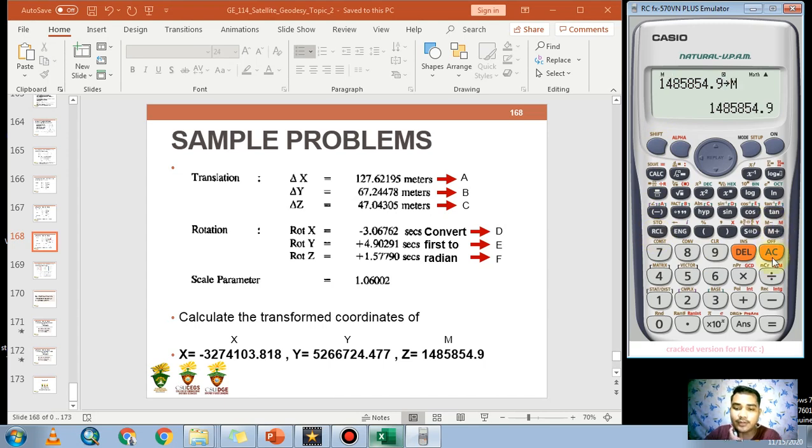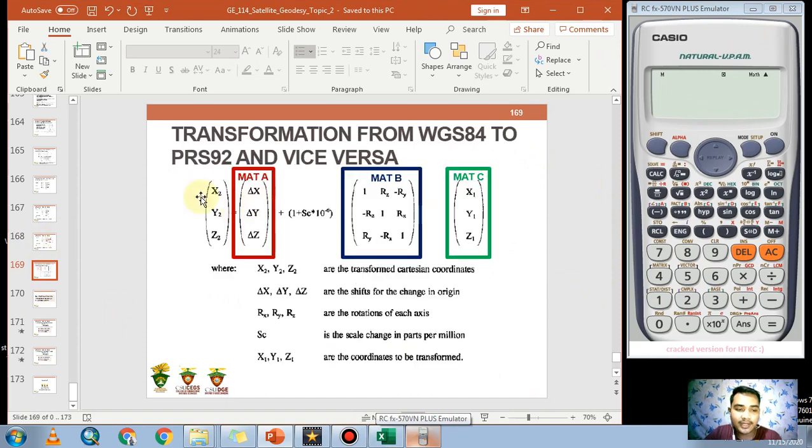Alright, so to do this one, ato naman siyang na-store tanan ang value. Ato na dayon siyang balik na sa formula, which is kani. So, we are going to treat this matrix as matrix A. This one is the matrix B. And matrix C is kaning pinakalas. So, ato na siyang i-input sa matrix.